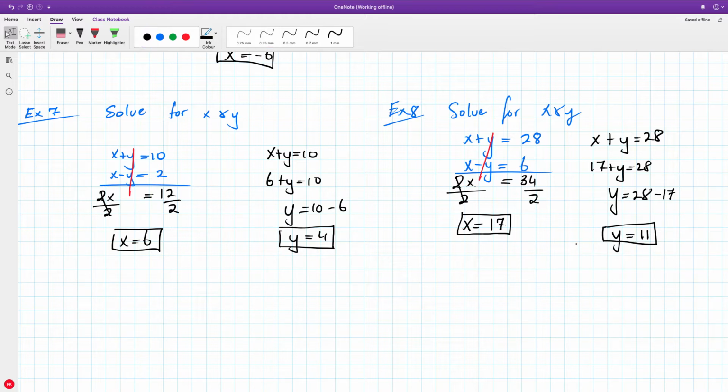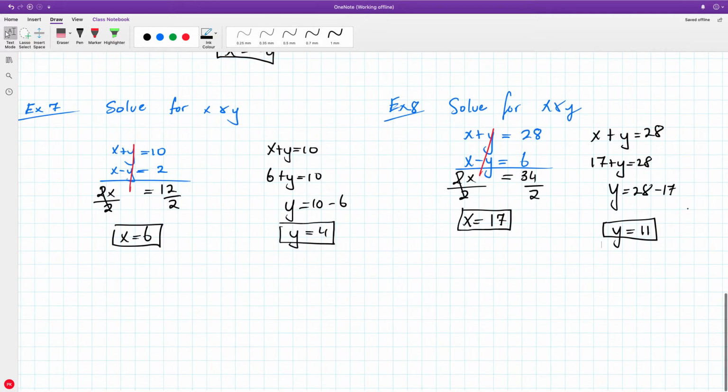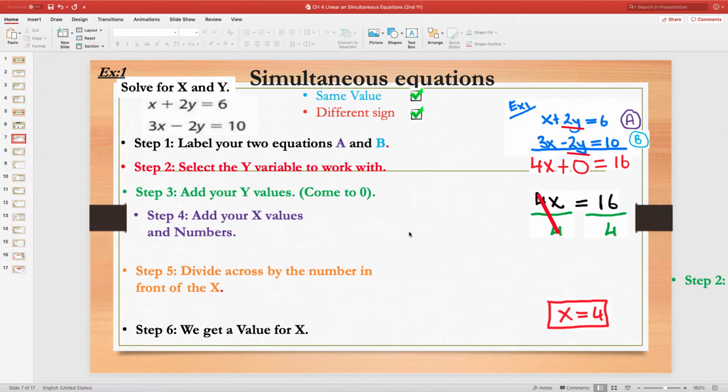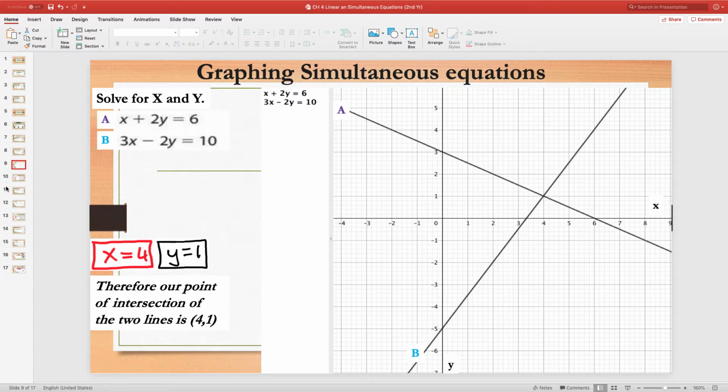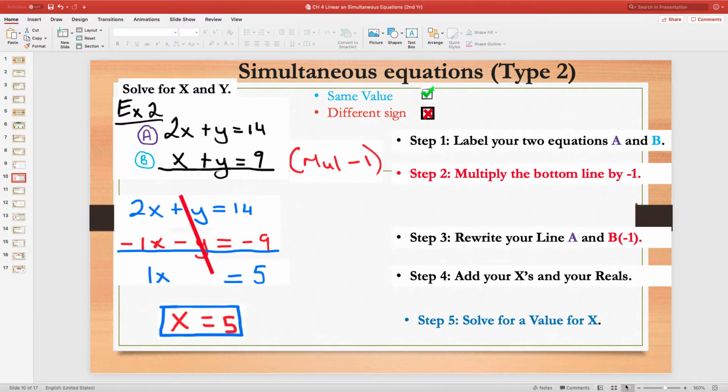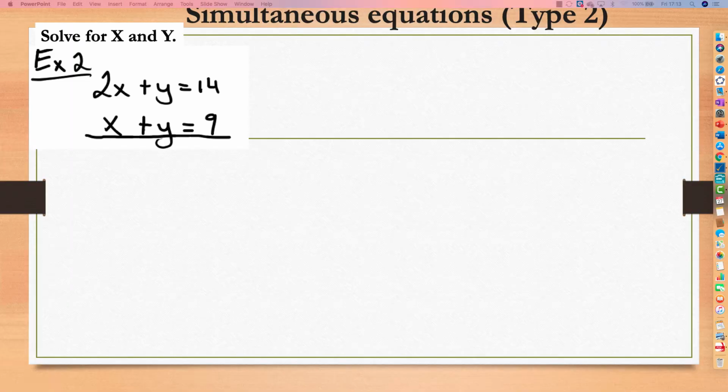Right. So, these obviously get a bit harder. That's the first type. The second type. We have 2x plus y equals 14, x plus y is equal to 9. Grace, what's the problem? They both have the same sign, exactly. They have the same value, but we don't have different signs.